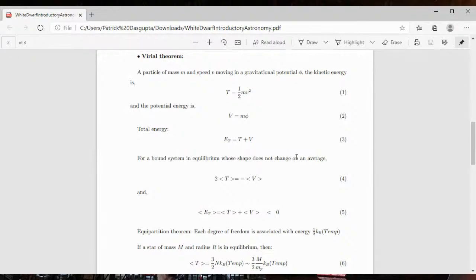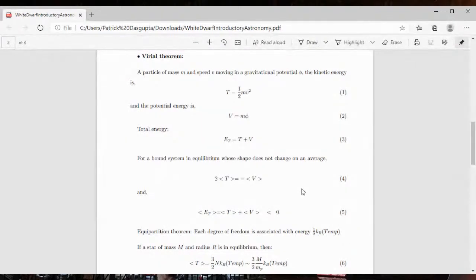So if you have a bound system whose shape is not changing appreciably on average, then the theorem says twice the average kinetic energy is the negative of the average potential energy, and bound system means the average total energy is less than zero. Okay.